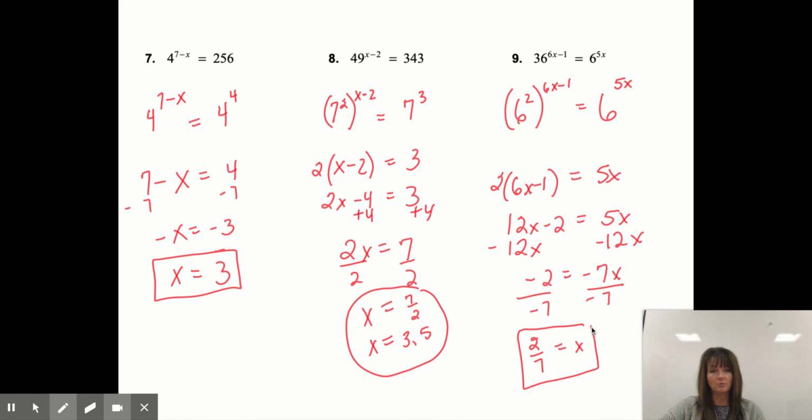And that's about as far as we'll go into lesson 6.5. They do a little bit with some absolute value stuff, but we won't be working on those. All right.